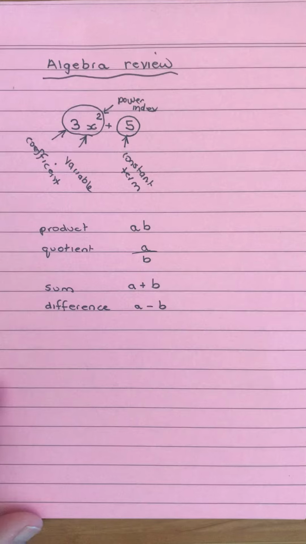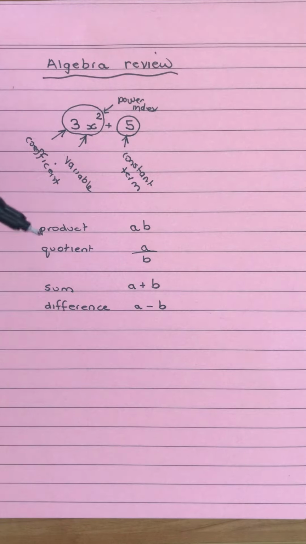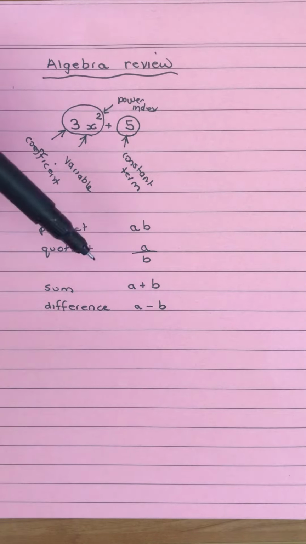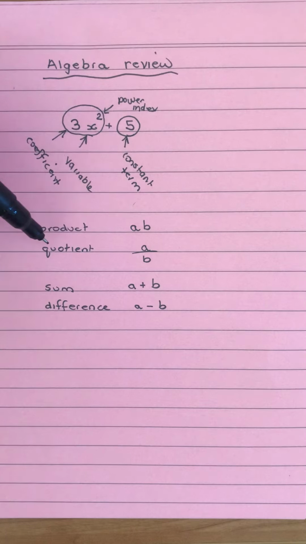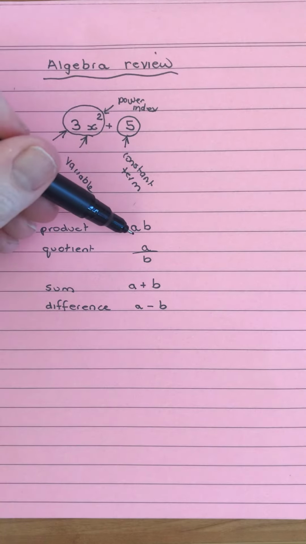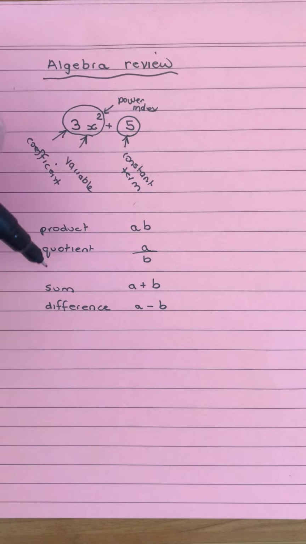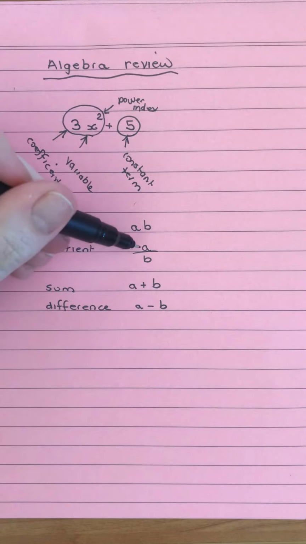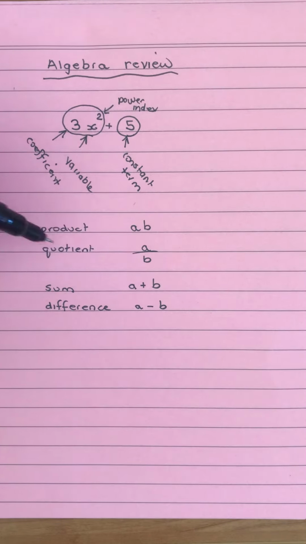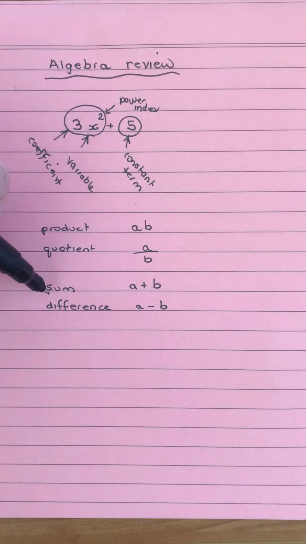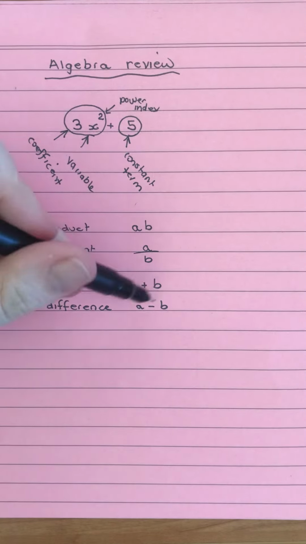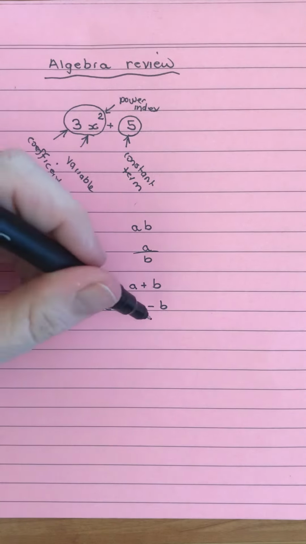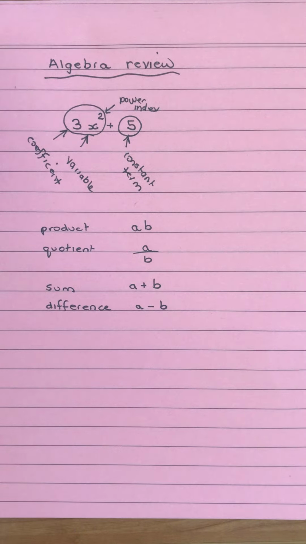The other thing that we need to know when we get into our algebra language is the words that we can use. So if we've got a product, that means we're doing A times B. If we've got a quotient, it's where the 2 terms are being divided. Quotient means divide, product means multiply. If we've got the sum, that means we're adding. And if we've got a difference, that means we are subtracting.